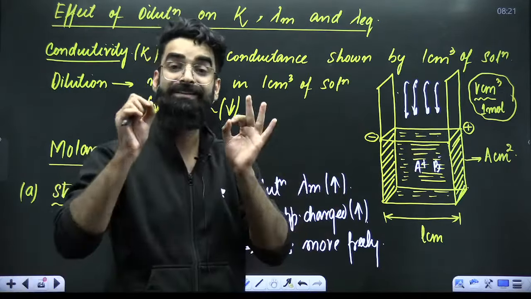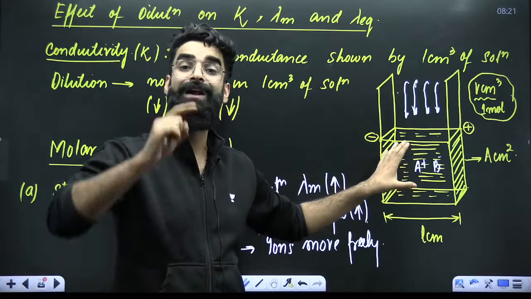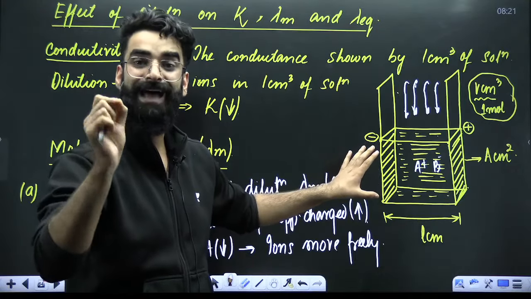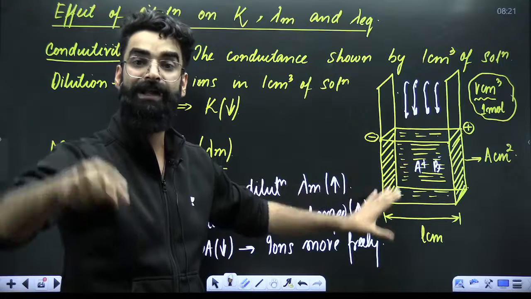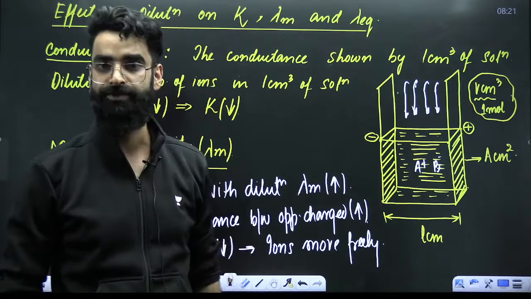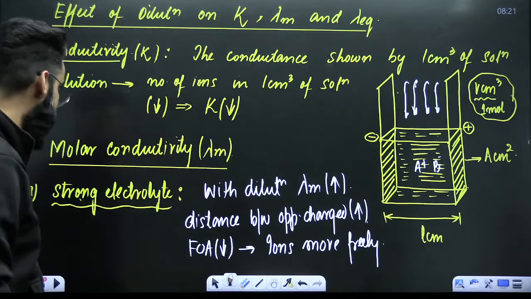maximum. And when the molar conductivity of the electrolytic solution attains its maximum value, we say that the dilution at which this happens is something we call infinite dilution. Let me know once in the chat if you got the idea of what infinite dilution is.